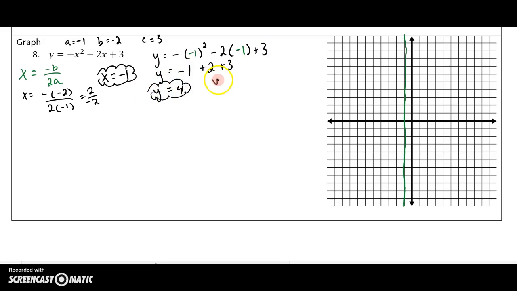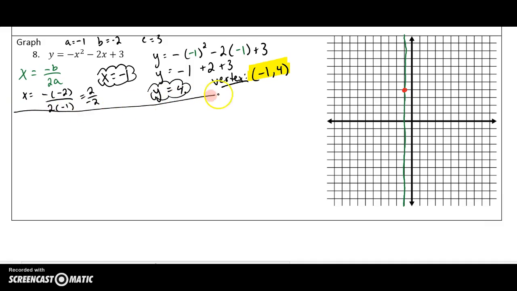So our vertex, getting real sloppy already. All right, try to straighten it up here. It's at -1, 4. Over -1 and up 1, 2, 3, 4. Here's our vertex. All right, there we go. Now it's opening downwards.